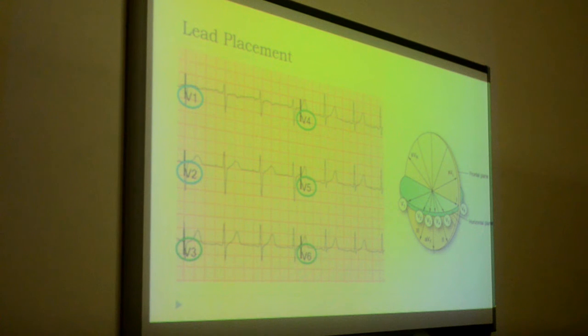So do you have any other questions before we move on to the next part about the basics? We know now where the impulse is going. We know the direction, how the impulse is conducted through the heart. We know which sites of the heart the leads are measuring. And because we know the axis, we know whether they'll be positive or negative.